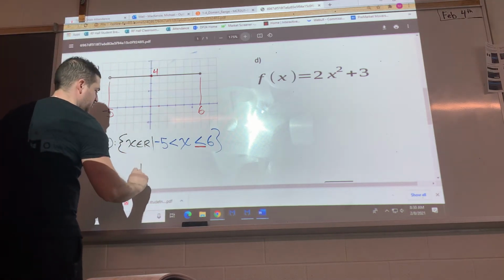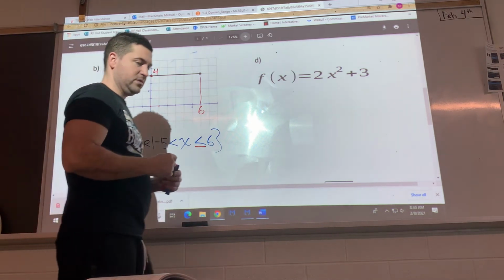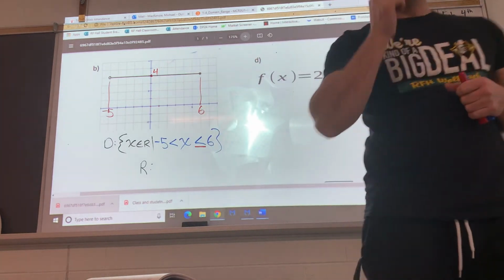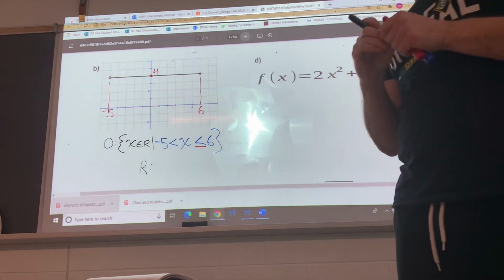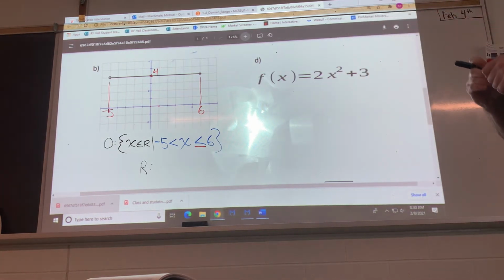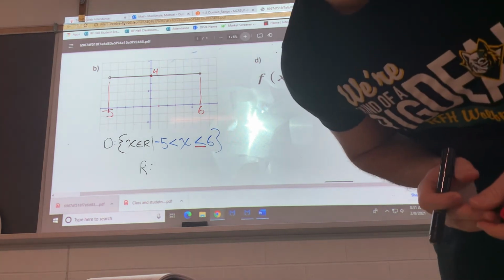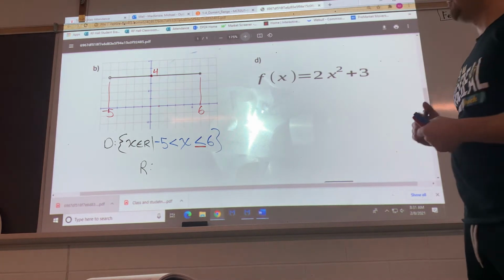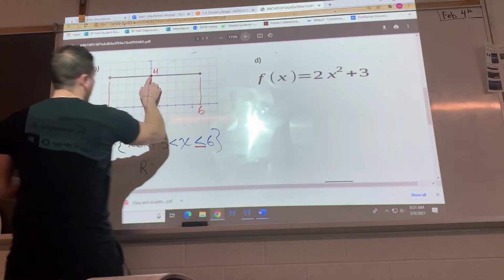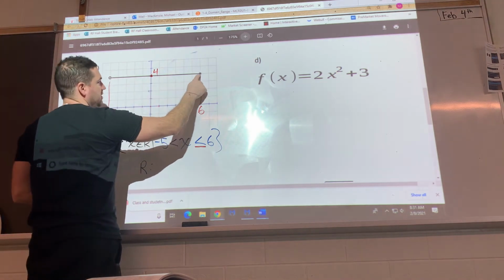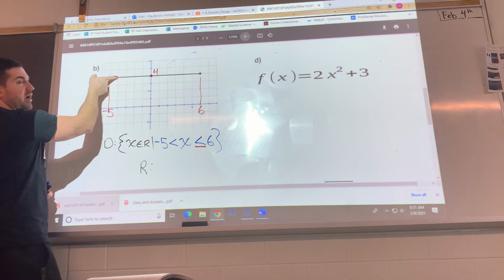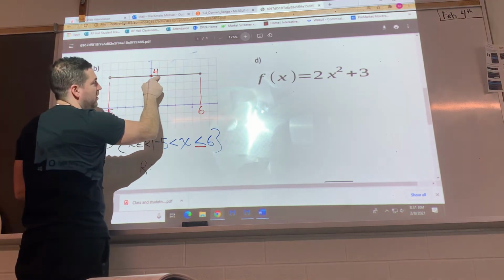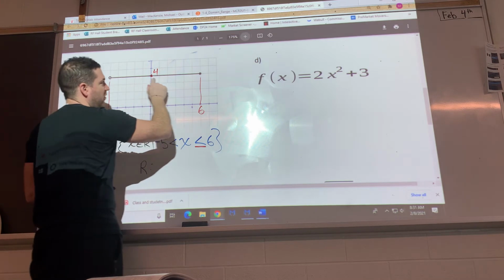Now our range. What y values do we have? Leah, 4, that's correct. So it's just one value for y. It's just along this line here. It's all y equals 4. This is (-5, 4), (-4, 4), (0, 4), (1, 4), (2, 4). So it's all 4s here.